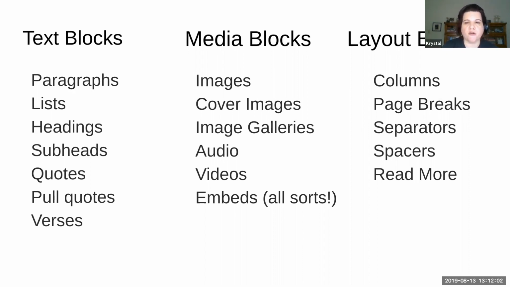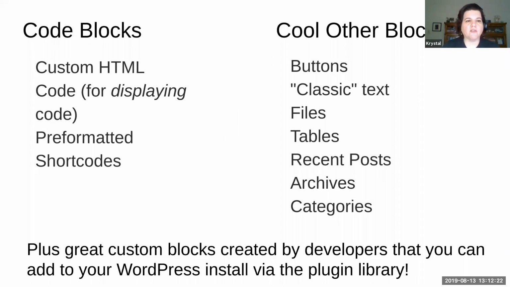You can create page breaks. You can create separators when you want more space. You can customize that space between like an image and text. You can add separators. You can say read more, and you can show like your top posts or your top comments embedded right in the WordPress post. You can add custom HTML. You can add shortcodes still.